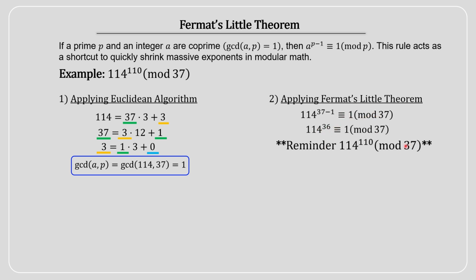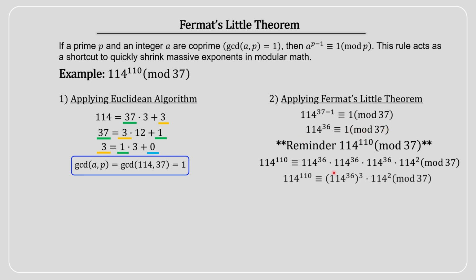Now, a reminder, this is the question. So we can rewrite this as follows. Basically over here, we're breaking this 110 into 36, another 36, another 36, and a 2. Because 114 to the 36 is equal to 1, as is shown by Fermat's Little Theorem. So now we can group them, and this would be simplified to 1 because we know this portion over here, as you can see highlighted, is 1. This goes away, and now we just have 114 to the power of 2.